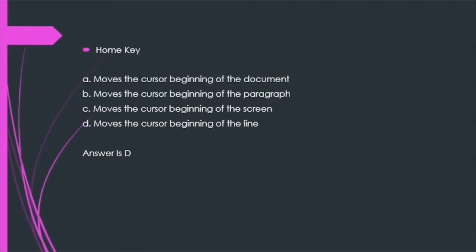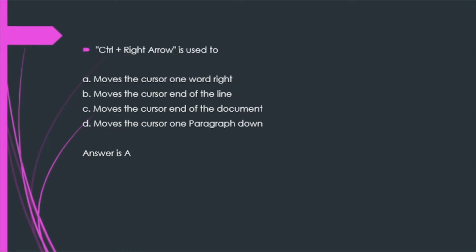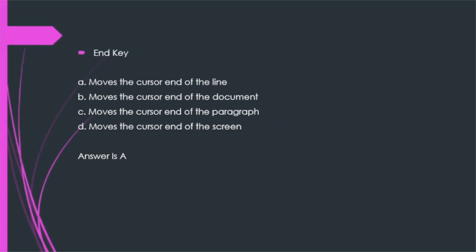Control plus right arrow is used to. The correct answer is A. Move the cursor one word right. End key. The correct answer is A. Move the cursor to the end of the line.